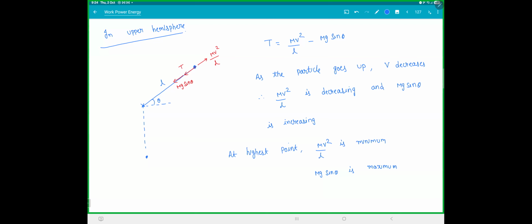Once you cross the highest point, the speed will again start increasing. So your centrifugal force will again become stronger, and mg sin theta will again become weaker. That means if you can somehow survive at the highest point, then you will survive everywhere. Does that make sense? If your weakest centrifugal force can balance the strongest mg sin theta, that means the centrifugal force will always be greater than the mg component. The string will never become loose.